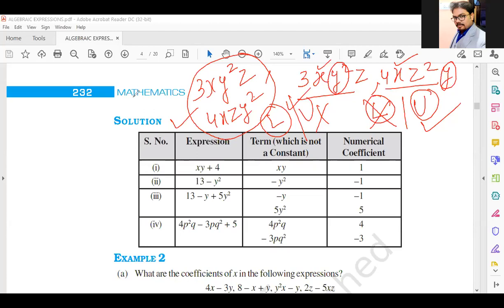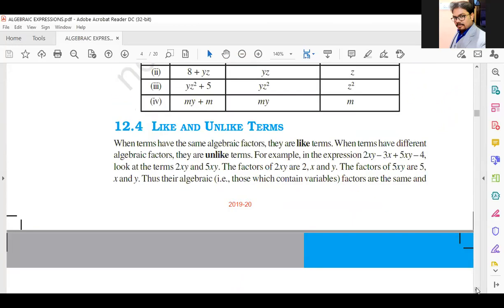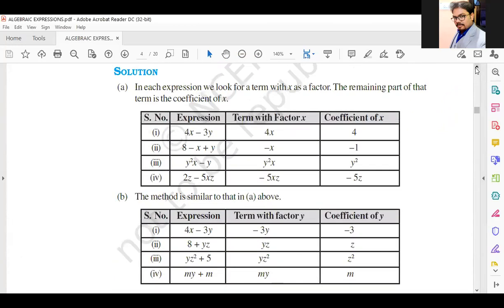So I am coming to the exercise now. You will solve these examples which are given here. Now we will solve this one. Expression: 4x minus 3y, the term with factor x. Will you please tell me the term which has factor x? That is 4x. You have to tell the factors which contain x. Now the coefficient of x will be 4.